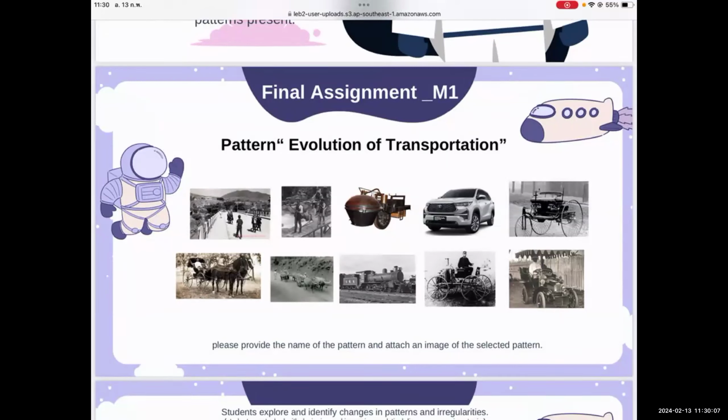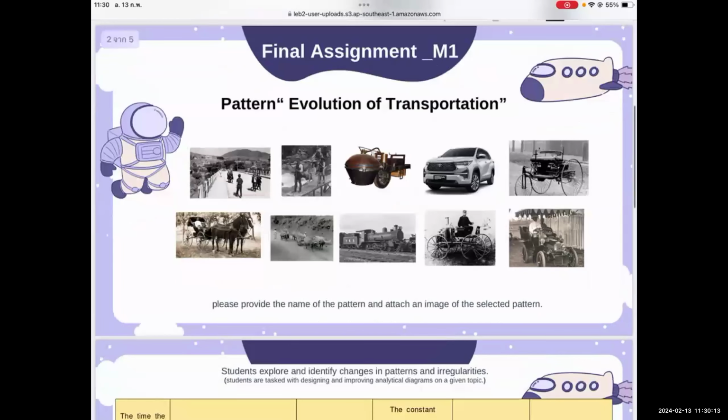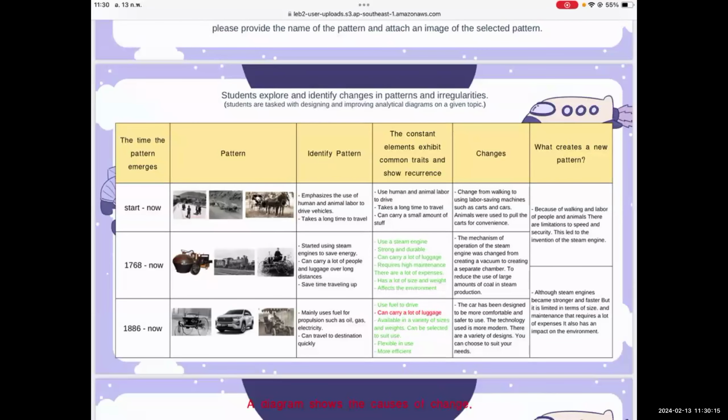Good morning, my name is Prichaya Maksap. Today I'm going to present about the evolution of transportation. I divide transportation into 3 patterns. The first one is the journey that we used in the past and still use until now. This pattern emphasizes the use of human and animal labor to power vehicles, and takes a long time to travel.